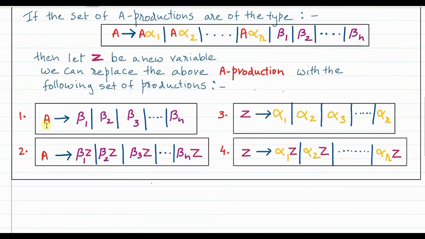First, in the first production, the formula is A gives, you just collect all the beta terms and place all the beta terms in the production. So A gives beta 1, beta 2, beta 3 up to beta n. But notice that you have also introduced a new non-terminal Z.